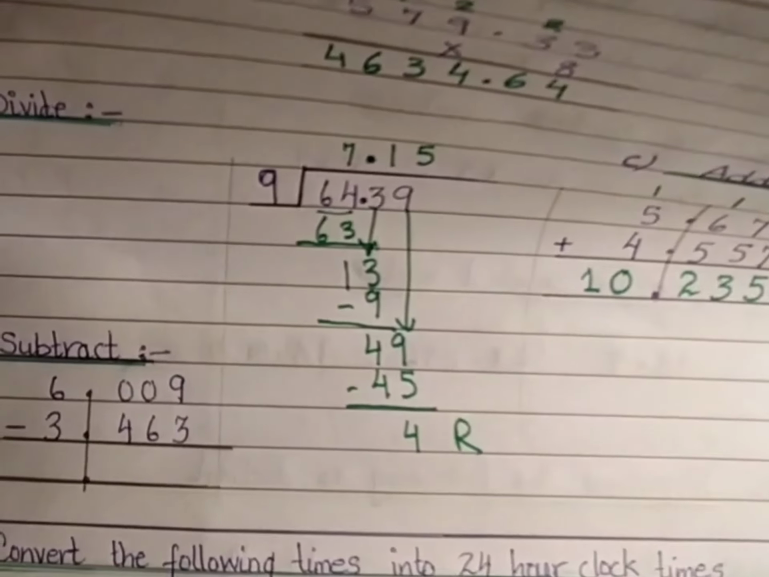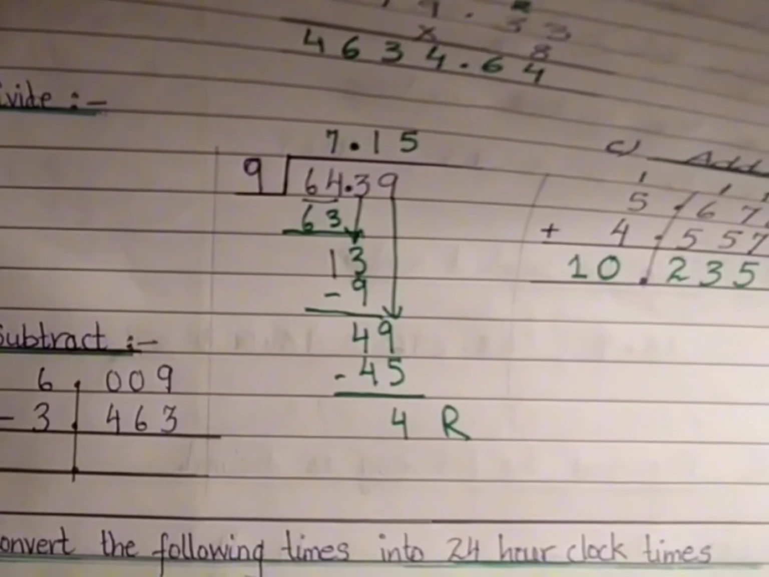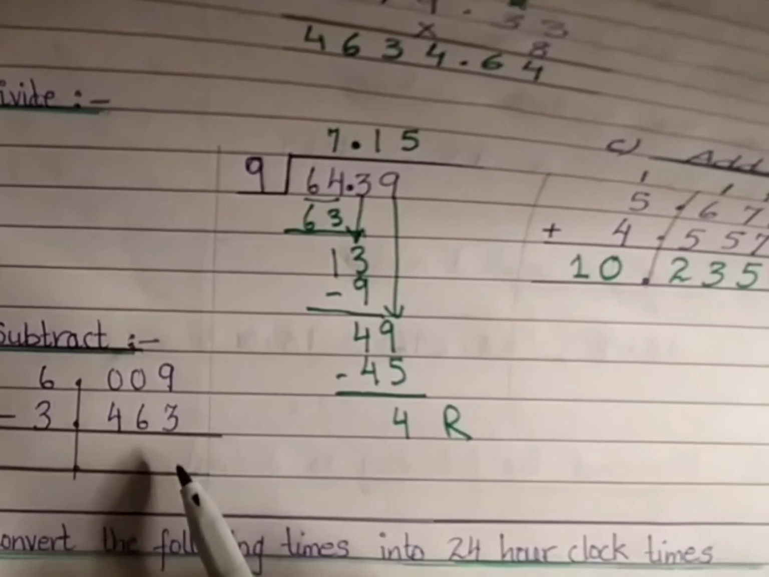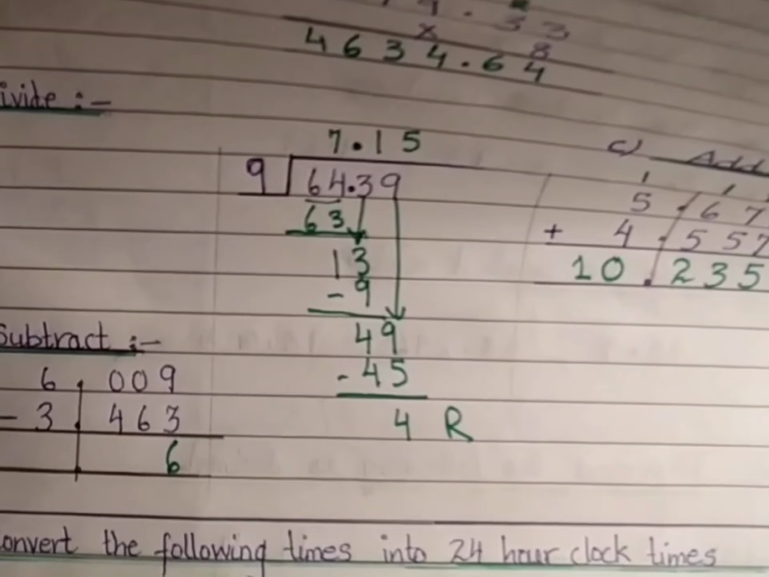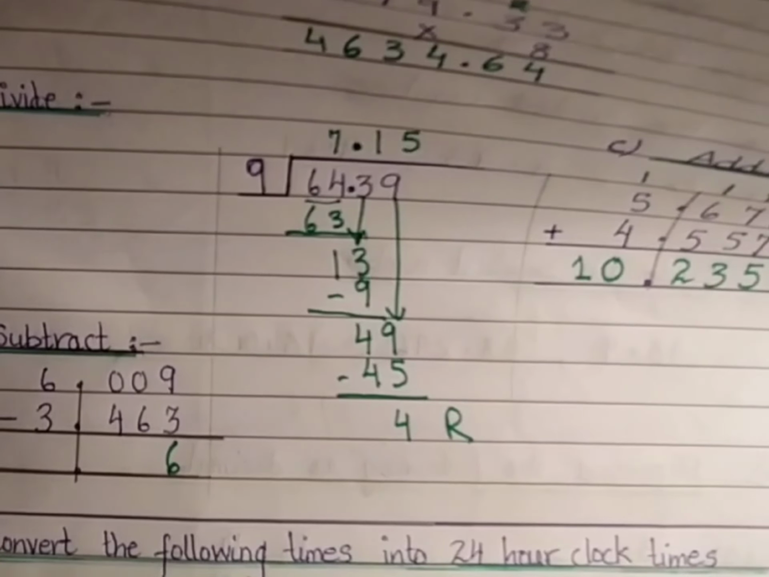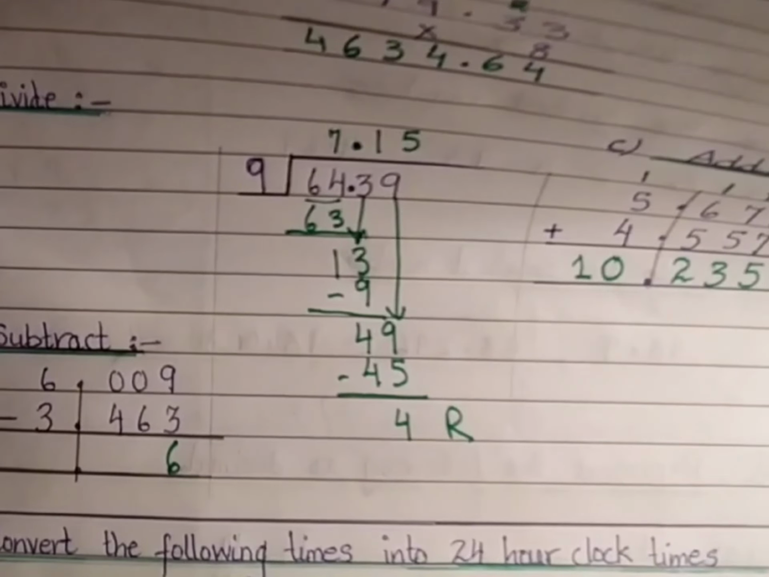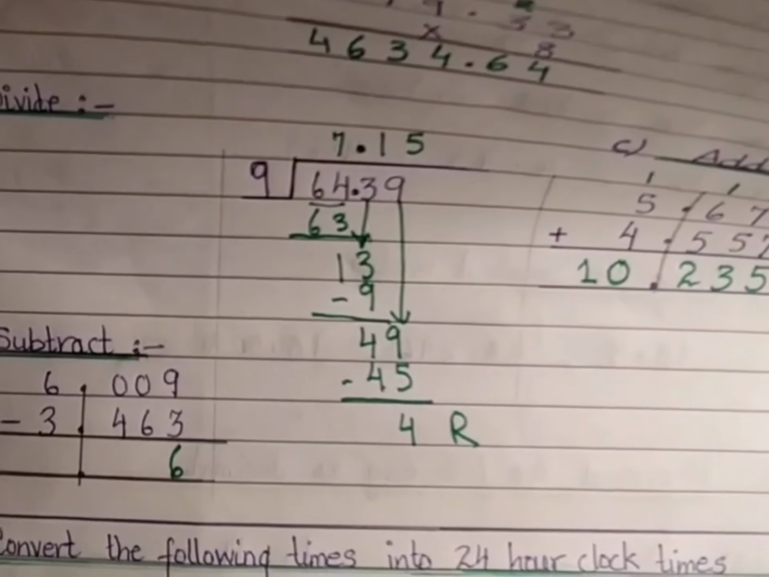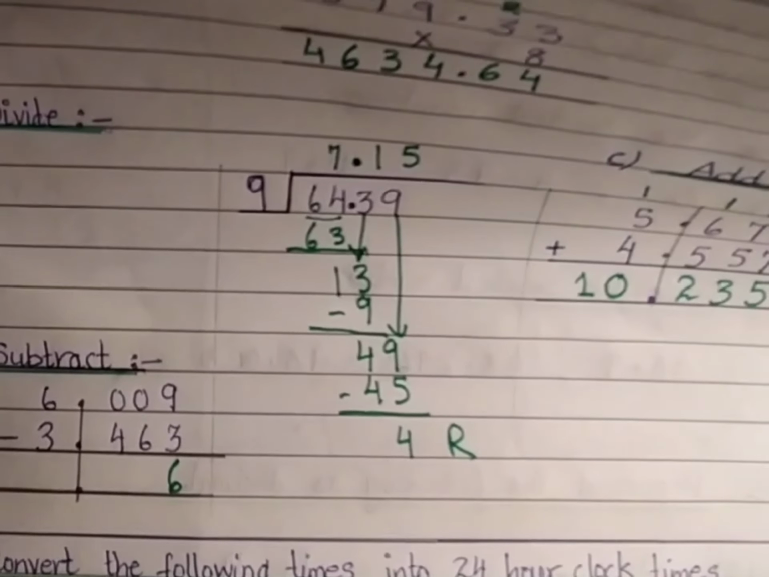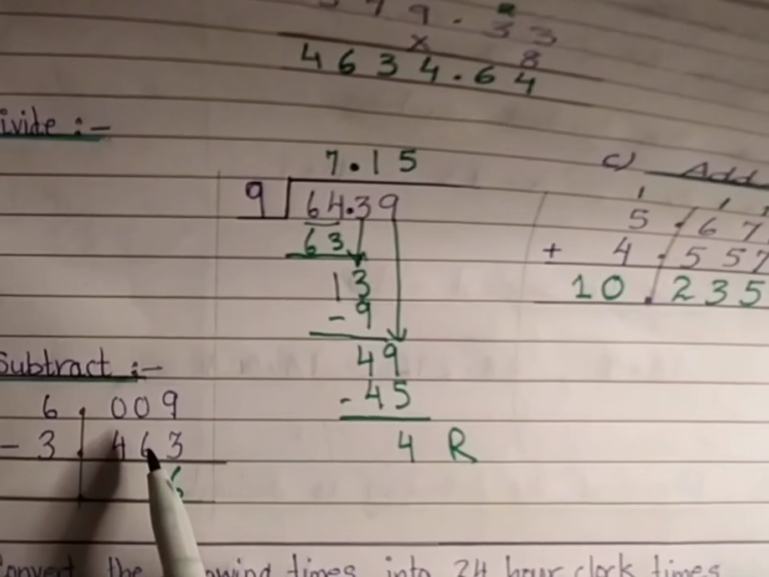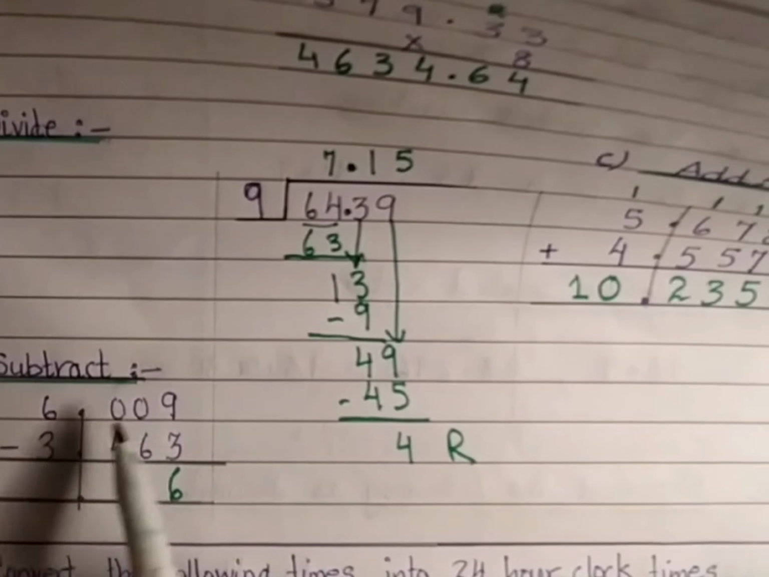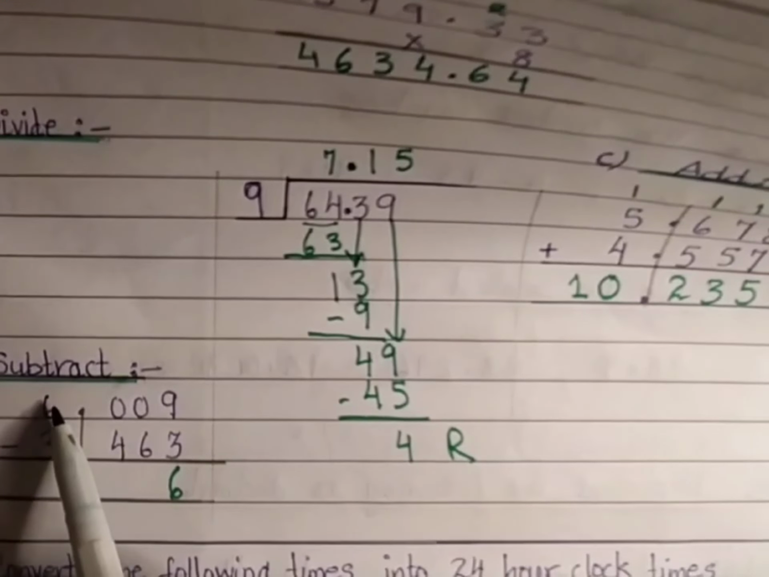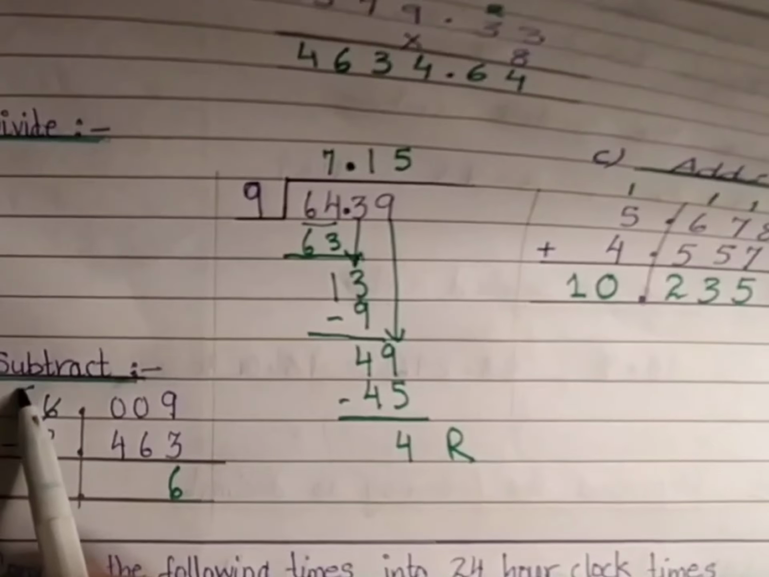This is your subtraction. Alright. 9 minus 3 gives you 6. Now, 0 minus 6, impossible. You can't minus 6 from a 0. So what do you do here? We'll ask our neighbors to give us a 1. They don't have any, so they will move on to the next figure and ask for a 1.